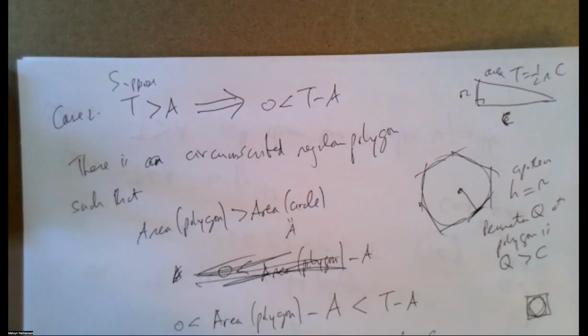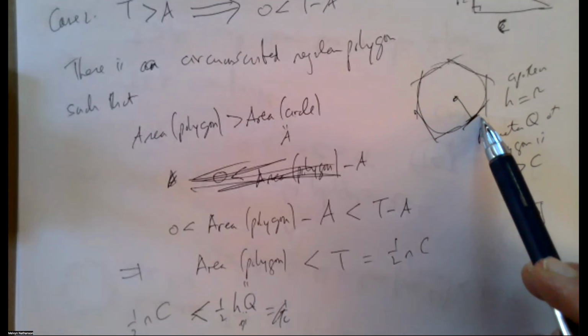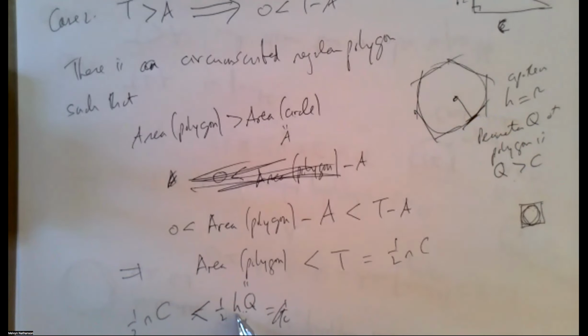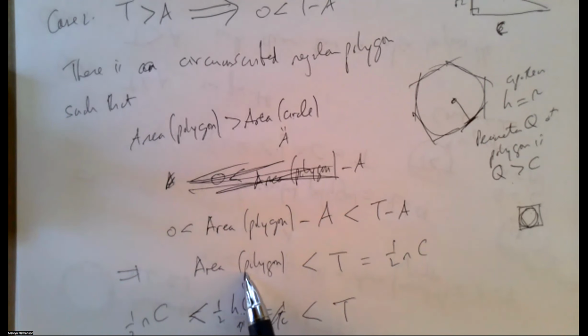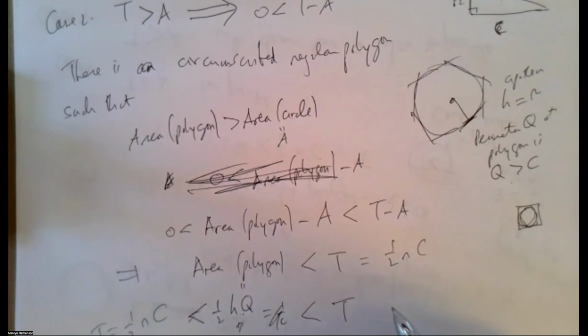But what is the area of the polygon? The area of the polygon is 1/2 HQ, which, H is R, and Q is bigger than C. So this 1/2 HQ is bigger than 1/2 RC. With the circumscribed polygon, its area is 1/2 HQ. H is the same as R, and Q is bigger than the circumference C. So 1/2 HQ is bigger than 1/2 RC. But the area of the polygon is less than T, and 1/2 RC is T. And again, we have T is less than T, which is impossible.